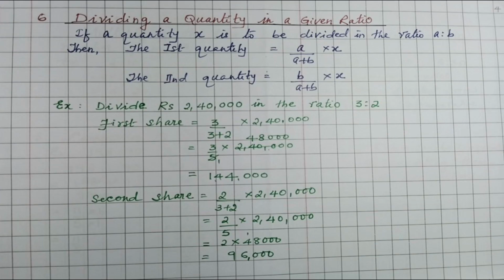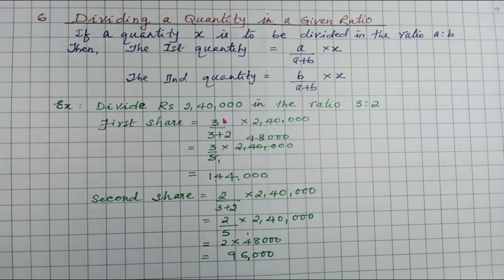Remember that. Now dividing a quantity in a given ratio. If a quantity x is to be divided in the ratio a is to b, then the method is very simple. The first quantity is a divided by a plus b, we have to take the sum of that, a divided by a plus b into x is the first quantity, and the second quantity is b divided by a plus b into x.